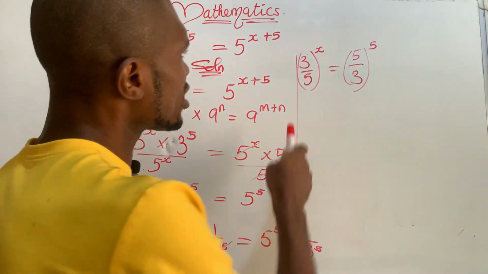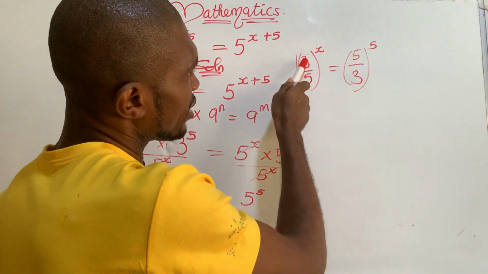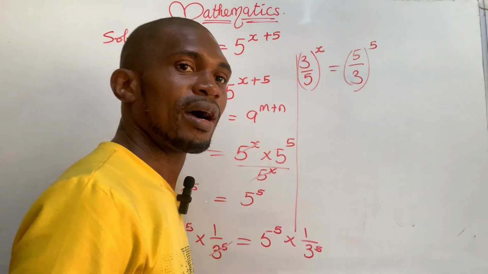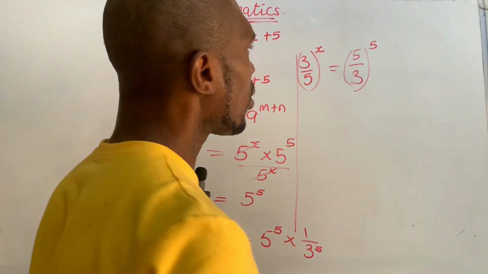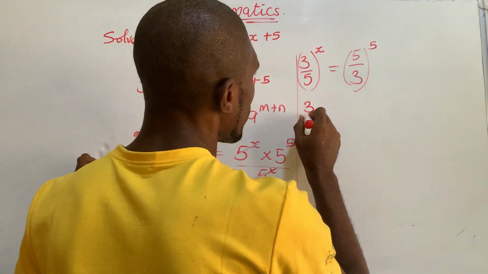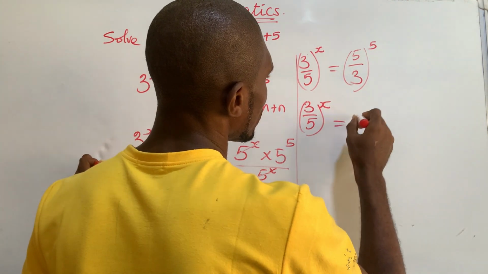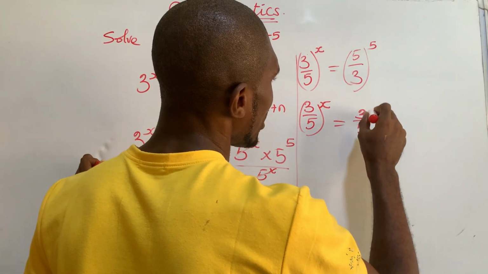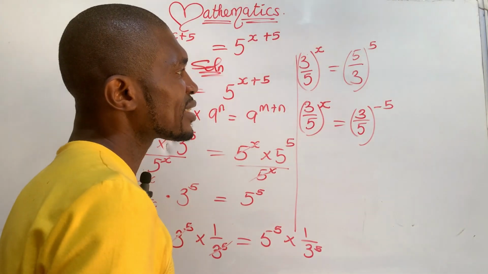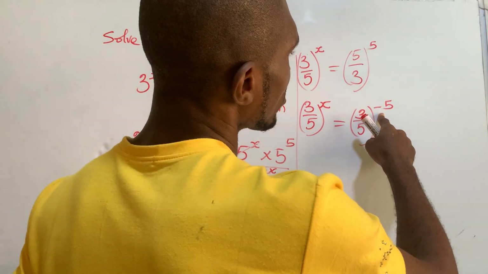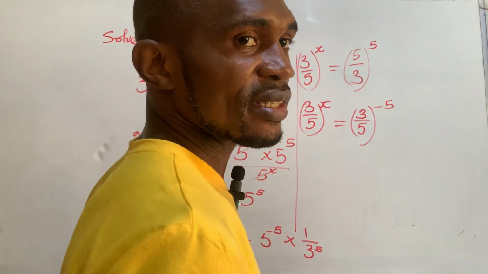So if you notice, we have 3 over 5 here and we have 5 over 3 here. If we have 3 over 5 and 3 over 5, it becomes the same base. So therefore, we'll be able to solve for x. We can solve for x when we make it the same base, and we make it the same base by introducing a minus sign here. If you do not understand how this came about, or you're not sure that when we introduce the minus sign we have an inverse of this, I will show you.